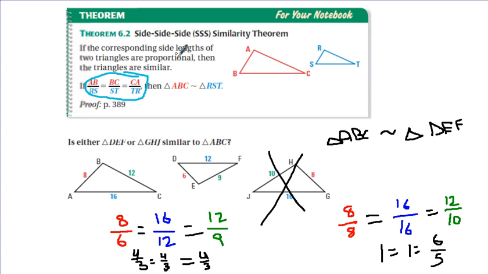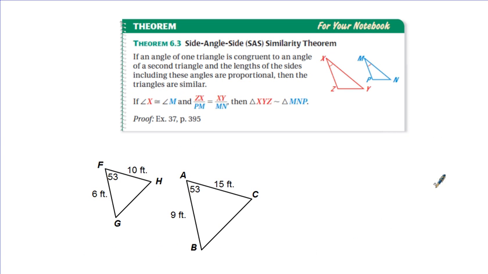And you can say that because side, side, side does not allow it. We do not have three proportions that are equal to each other. So that's side, side, side. And you could probably guess what the next one we're going to talk about is. It was the second congruence shortcut we did. Now we're going to do the side angle side similarity theorem.